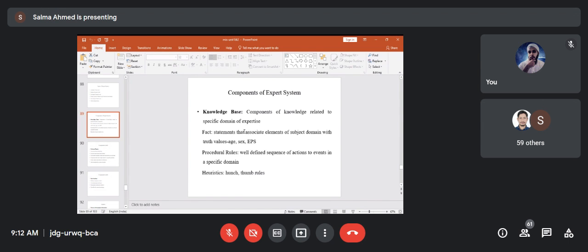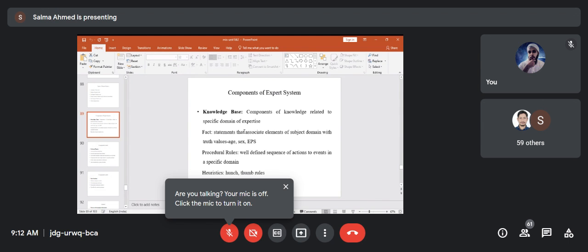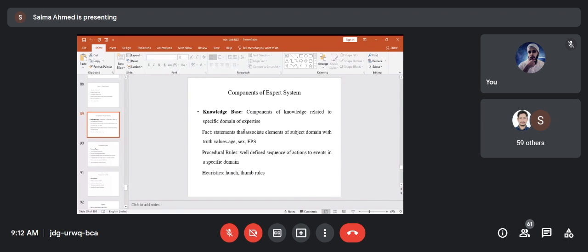So facts are those points for which there are no two opinions. If you're 18 years old, fine, you're in the adult group. If you're 7 years old, you're in the pediatric group. So facts are statements that associate elements of the subject domain with truth values: age, sex, EPS, earning per share. So if you want to give a loan, you will see the EPS of the company, right? Your salary, that's a fact.